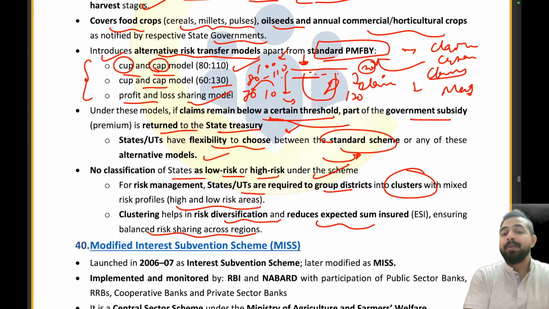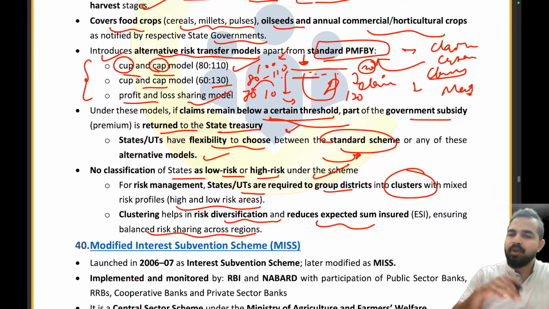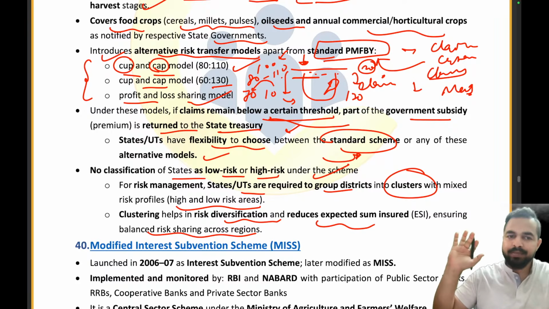And if the claim remains below a certain threshold, who will be responsible? Government subsidy, that is, the premium will be returned to the state treasury. So the government which has already paid that amount of the premium, that will be going to the state treasury. Clear? No classification of state as low risk or high risk under the scheme.